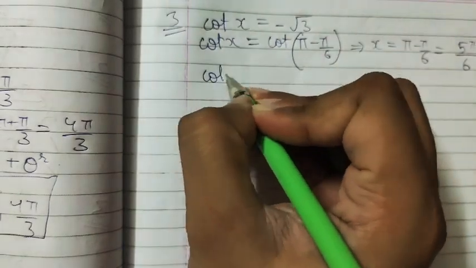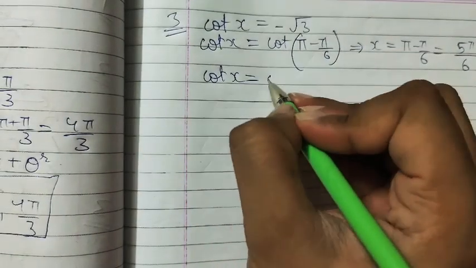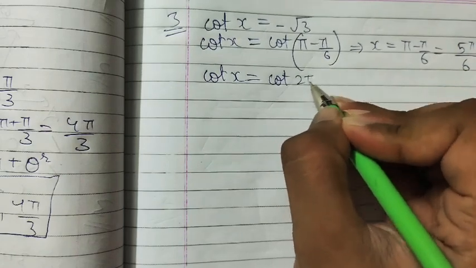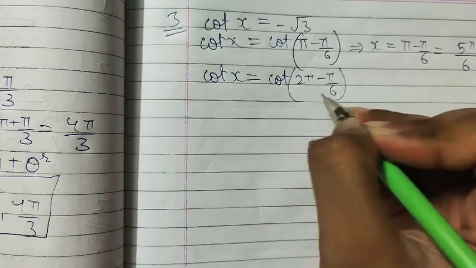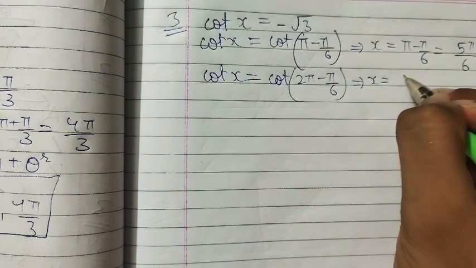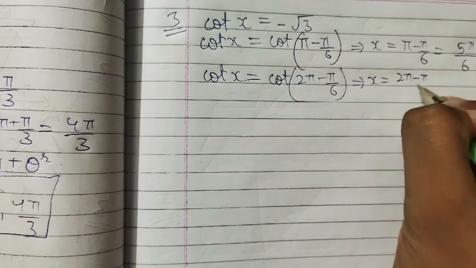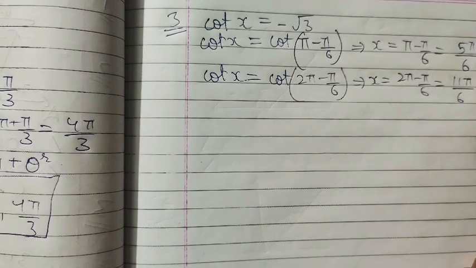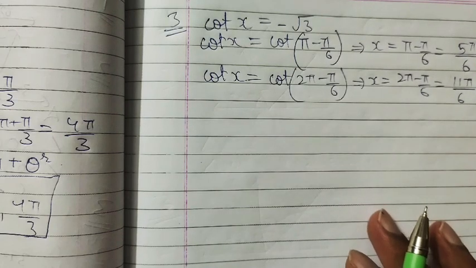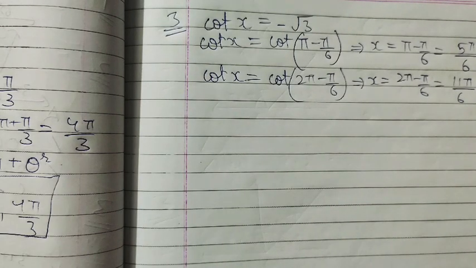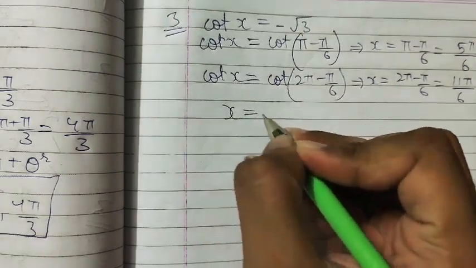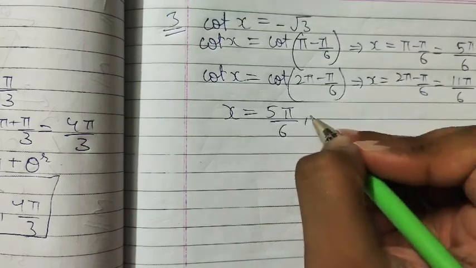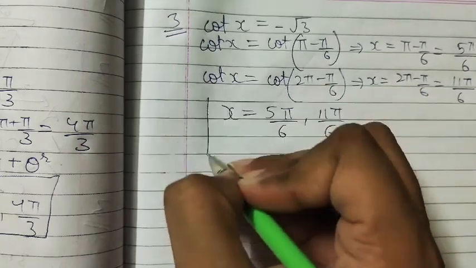Or cot x is equal to cot, in fourth quadrant also this is negative, so 2 pi minus pi by 6. So this implies x is equal to 2 pi minus pi by 6, 12 pi minus pi is 11 pi by 6. So 5 pi by 6 and 11 pi by 6. So principal solution is x is equal to 5 pi by 6 comma 11 pi by 6, right?